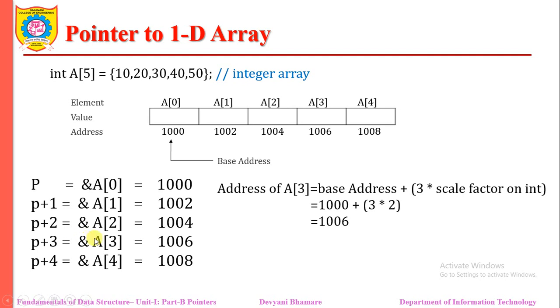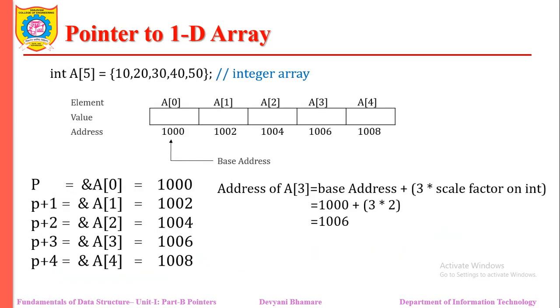So what is the address of A of 3? It is 1006. And if we increase P by 3 and P points here, we get that address automatically. This indicates that if I write the value at P plus 3, what is the value at P plus 3? It is nothing but the value stored at A of 3. What is the value stored at A of 3? It is 40. So the value at P plus 3 gives us the value 40.